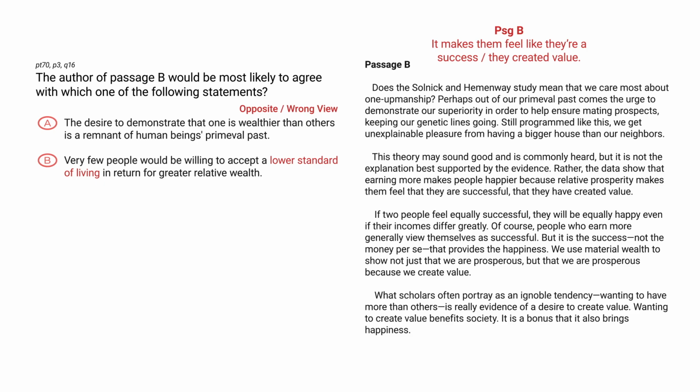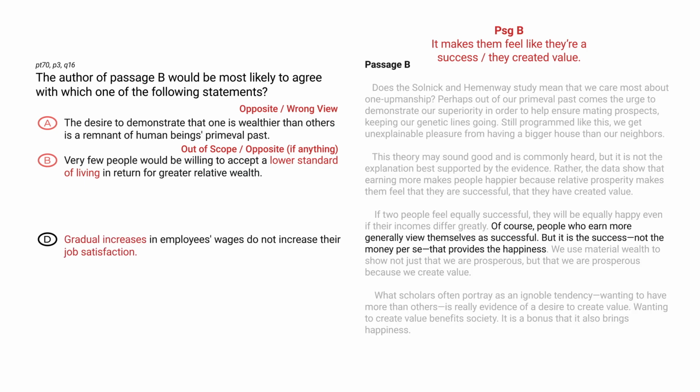Passage B thinks that what you care about is relative prosperity, because then you feel like, man, that must be pretty valuable. So I think Passage B would say people probably would accept a lower standard of living in return for greater relative wealth. After all, that's what happened in the Solnick and Hemingway study. If you're only making 50 grand instead of 100 grand, you're accepting a lower standard of living, but you have greater relative wealth. D is a stretch on many levels. We never talked about gradual versus sudden increases in wages, and we never talked about job satisfaction. That's not really the same as happiness, even though job satisfaction would presumably be a component of happiness. So really, this is out of scope.